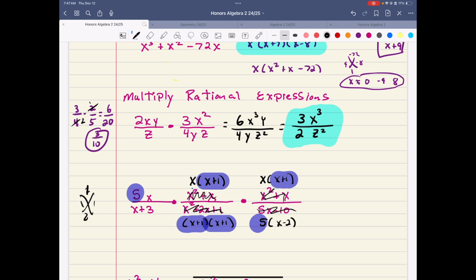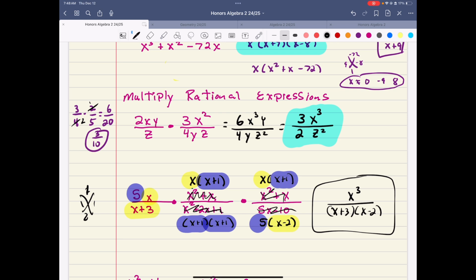So on the top, I'll highlight in yellow what we're left with. We've got an x there, an x there, and an x there. So x times x times x is x cubed. Over, in the denominator, we've got x plus 3 and x minus 2. And we're just going to leave it there. You don't need to do anything else with that. That becomes your solution in simplified form. Nothing else can be touched.